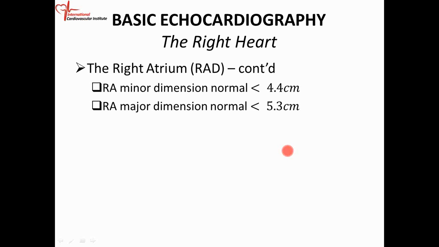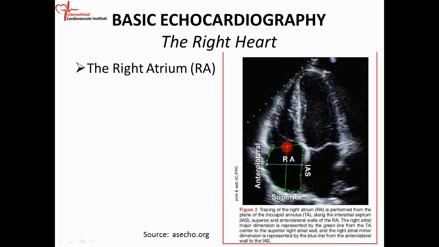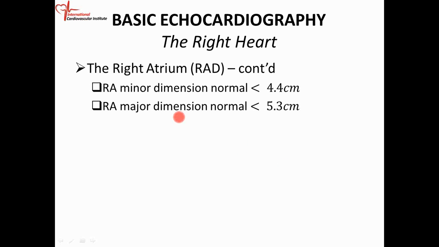Right. So when we trace the right atrium, there is a minor axis or a minor dimension and a major dimension. And so this would be your major dimension right there, and then the minor is straight across. Okay, so if the minor dimension is more than 4.4, then it suggests right atrial enlargement as well. And if the major is more than 5.3, it suggests right atrial enlargement.